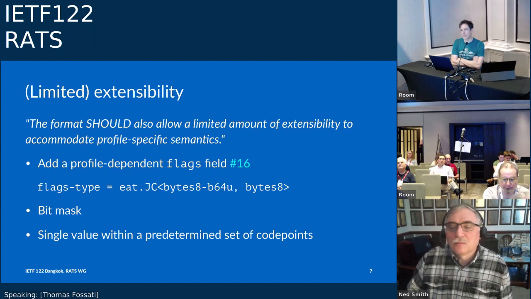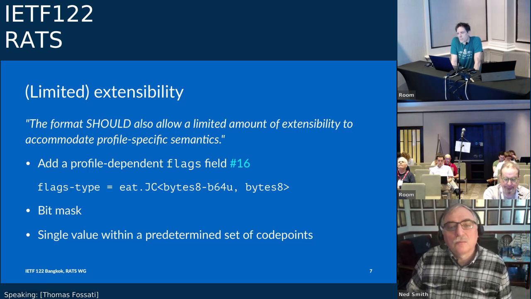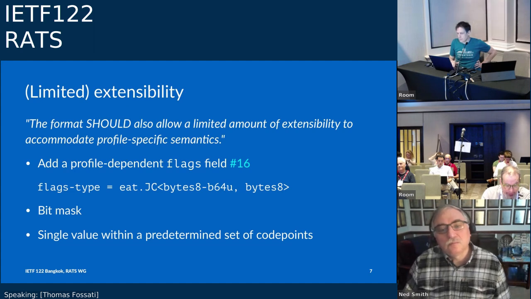Okay, extensibility. The info model says that the format should cater for some extra semantics that is profile dependent. And for that, we added an optional flags attribute, which is 64 bits that one can organize into a bit mask, or you can define your set of predefined code points and pick one from them, or something in that vein. Now, next slide, please.